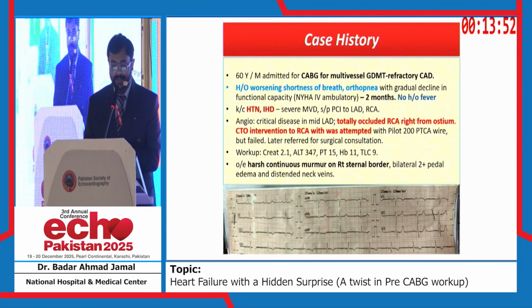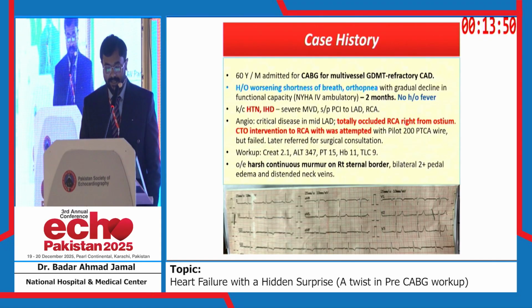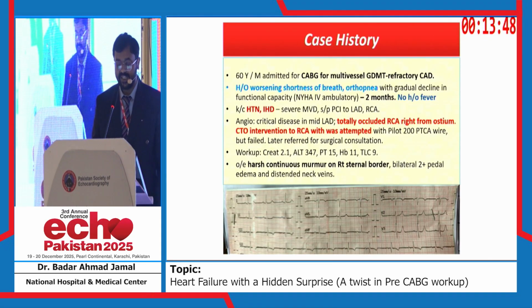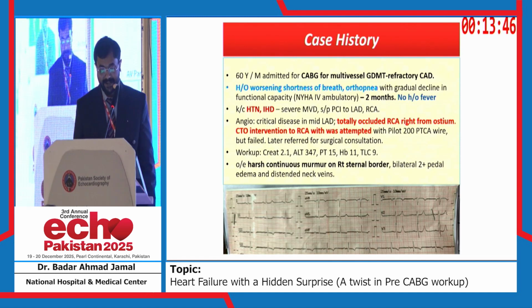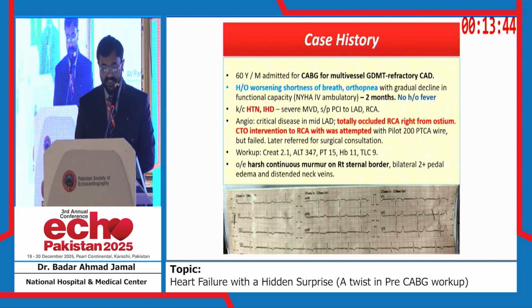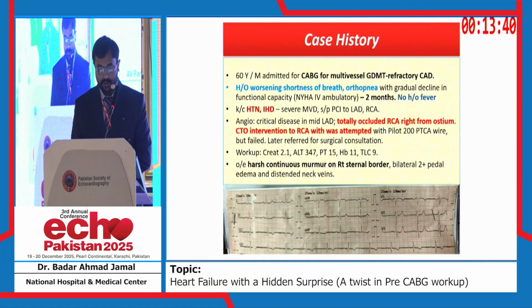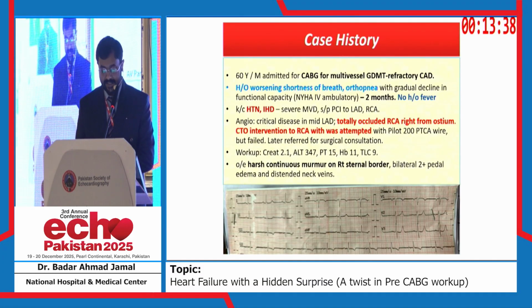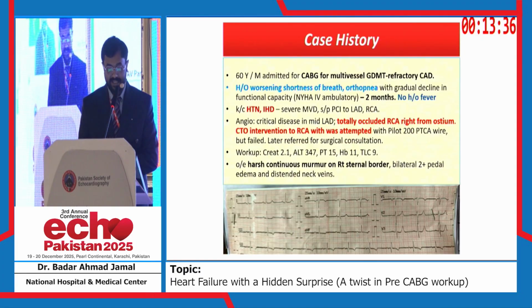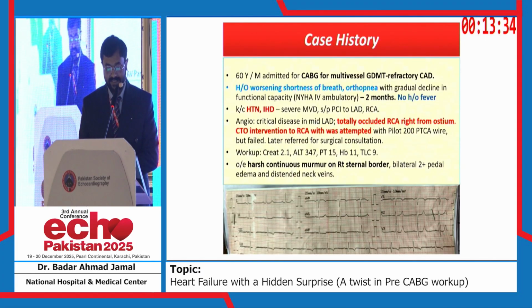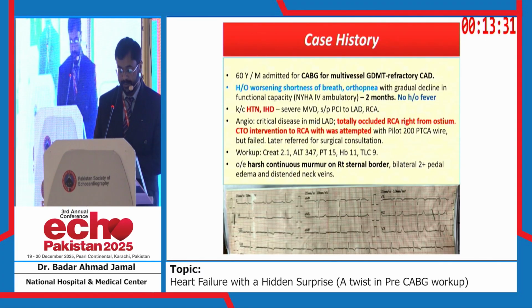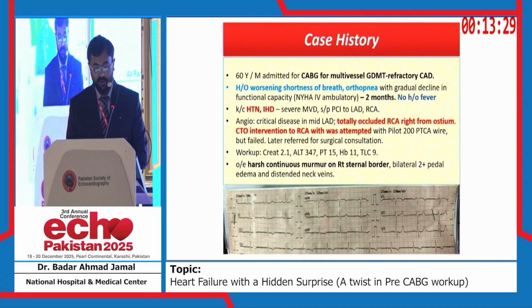Blood workup showed creatinine 2.1, ALT 347, PT 15, HB 11, and TLC 9. On examination, we could find a harsh continuous murmur at the right sternal border with bilateral 2+ pedal edema and distended neck veins, with the ECG as shown, showing T wave changes and ST changes, inferior and lateral leads predominantly. So, moving forward.